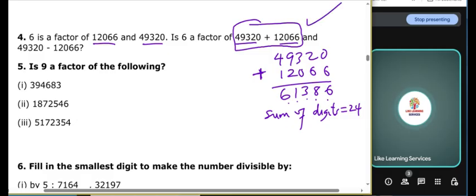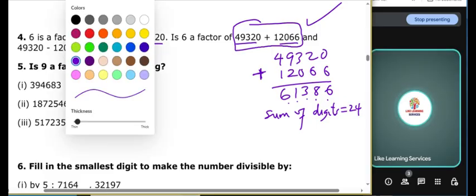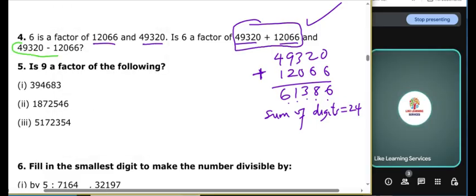This is correct. This may not be. You can check the minus later. Are you following? What I'm asking you, you can try the difference to know if the difference is divisible by 6.